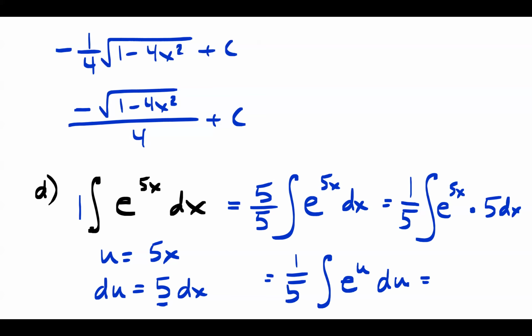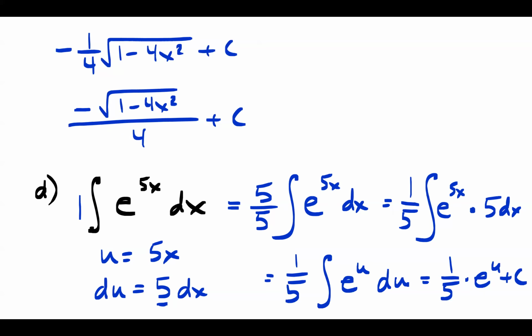What is the antiderivative of e to the u? e to the u. e is its own antiderivative. e is its own derivative. So I got 1/5 e to the u plus c. And all we have to do now, I'm running out of room, is backfill whatever the u substitution was in the first place.